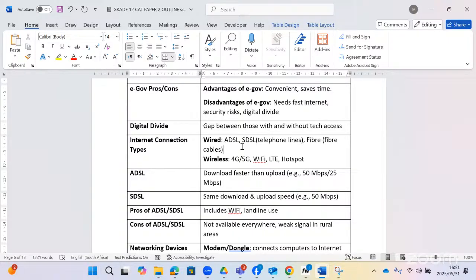Now, we must also know what ADSL is and what SDSL is. You have to know them, how to compare these two.